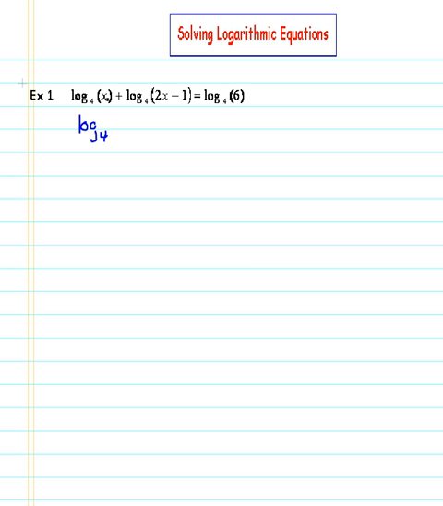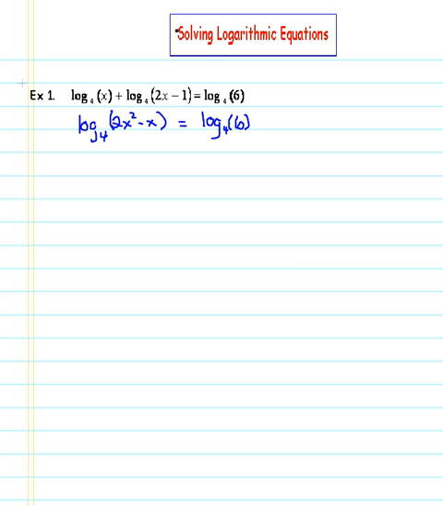So I'm going to multiply x by 2x minus 1, and I'm going to go ahead and distribute that through right away. So I'll be multiplying x by 2x minus 1. That's what the property tells me to do. And when you do, you'll get 2x squared minus x. And that whole thing is a logarithm. On the right-hand side, we have the log base 4 of 6.